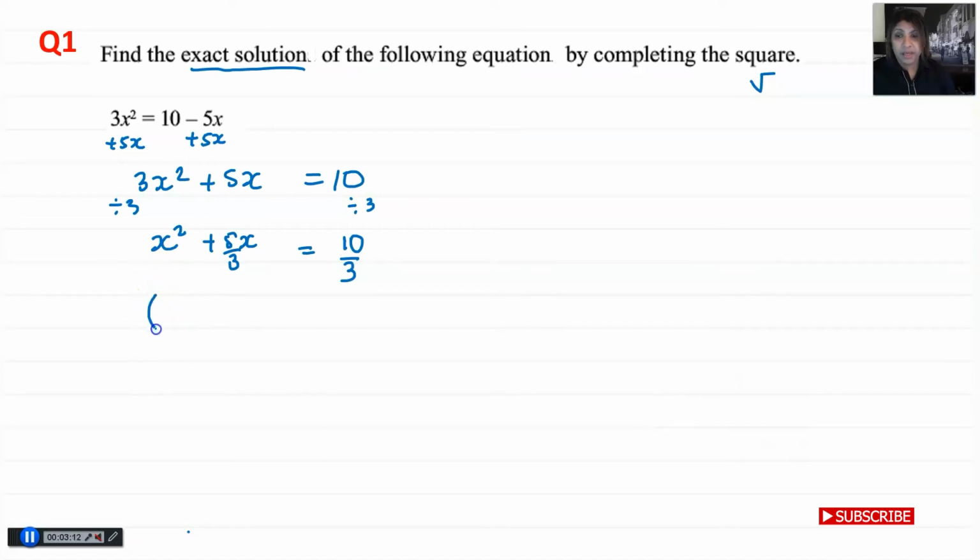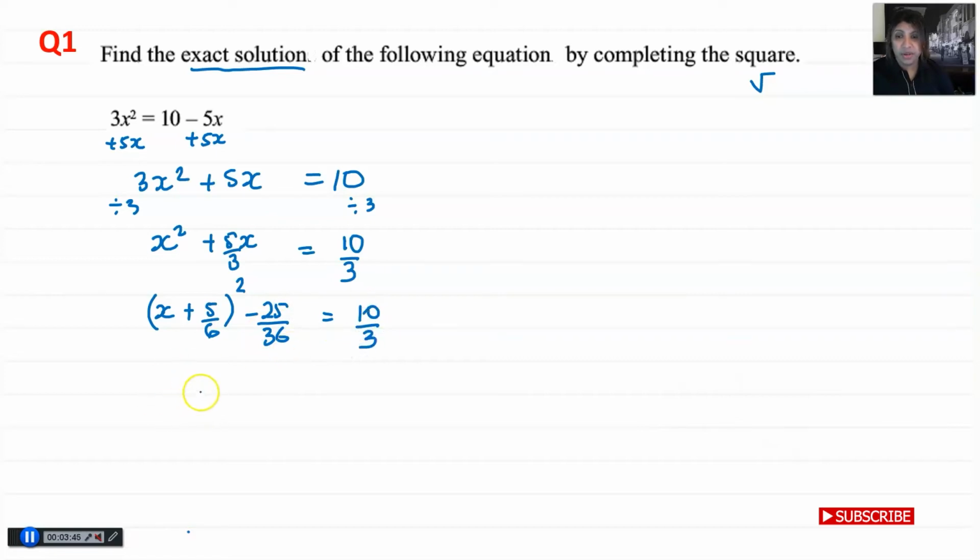So what do we need? A bracket and a square. We need an x here. It's positive there, so that's going to be positive. 5 over 3, what's a half of 5 over 3? That will give you 5 over 6. So 5 over 6. And then what else do we need to do? Take away this number squared, which is 5 squared is 25. Take away 36, and that's going to be equal to 10 over 3.